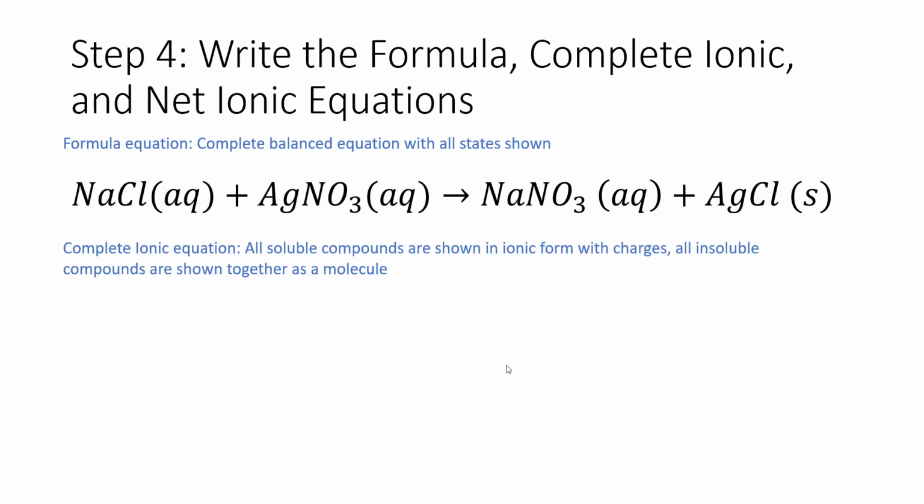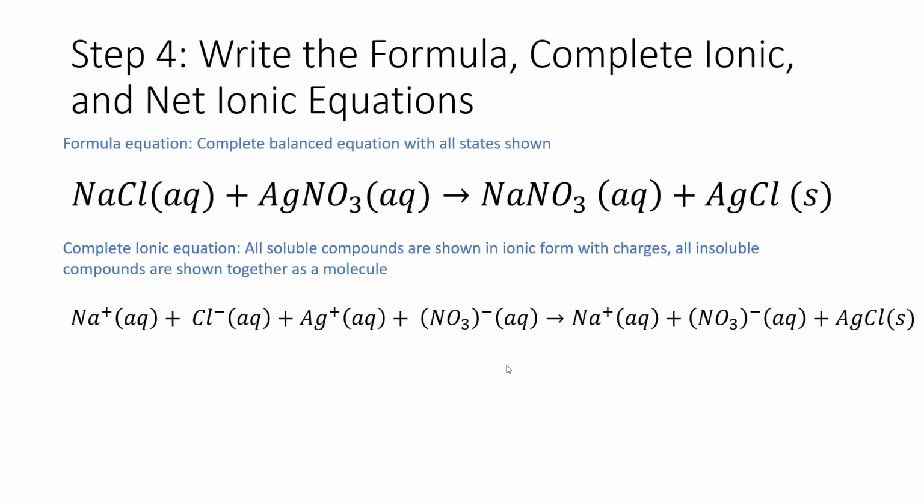Step 2 is writing a complete ionic equation. So in this case, you're going to write all soluble compounds in ionic form with charges denoting how many of them you have, but then all insoluble compounds, do not break those apart. Keep them together as a molecule. So that will look like this, where you have all your ionic species written, except for silver chloride. So silver chloride is written together as a solid. So everything that's denoted as aqueous needs to be broken apart into its components, its different ions.